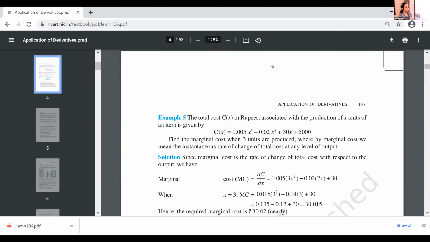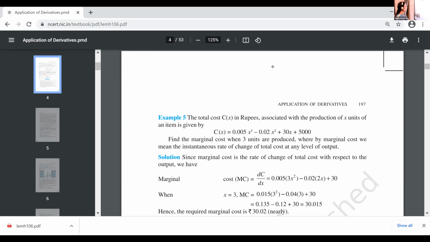0.005 x cube minus 0.02 x square plus 30x plus 5,000. Find the marginal cost when 3 units are produced.